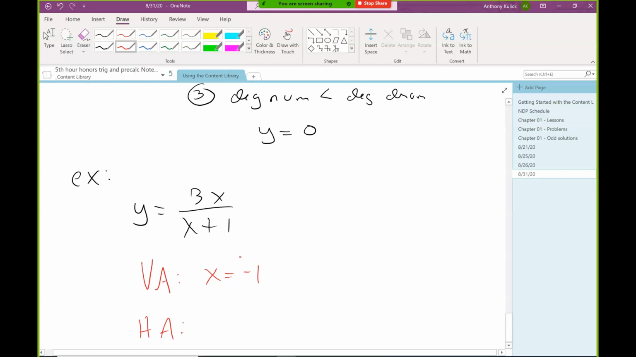And the horizontal asymptote here should be 3, right? Because this is a degree 1 polynomial over another degree 1 polynomial. So this is the case where the degrees are equal, so it's going to be the leading coefficient of the numerator over the leading coefficient of the denominator. So 3 over 1. Does that ring some bells? Good.